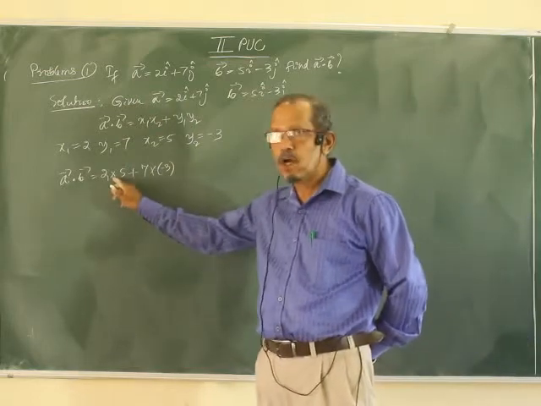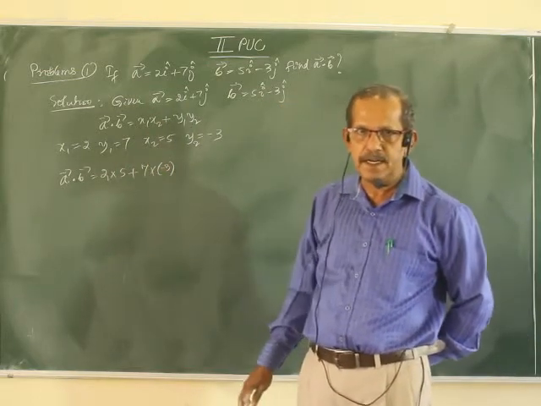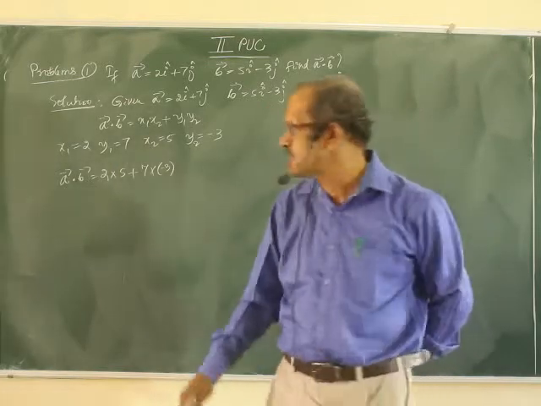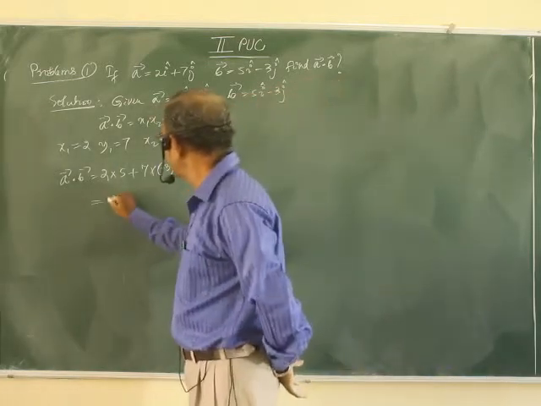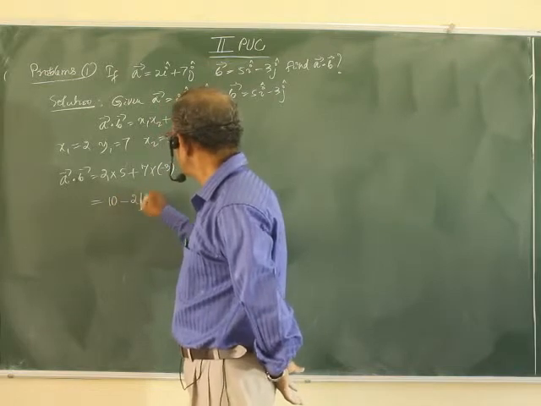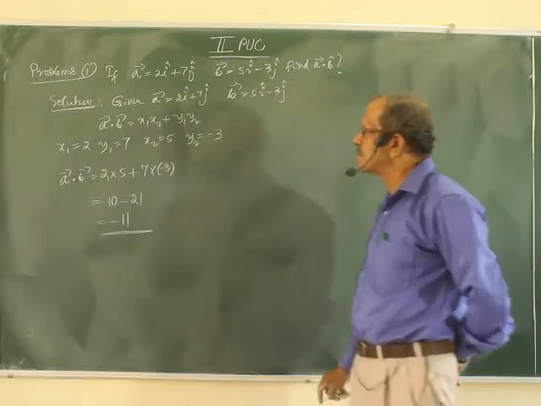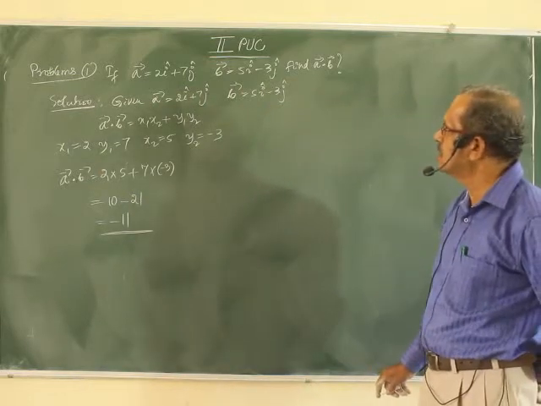Don't confuse with the cross product. It is entirely different. It is in between two vectors. This is our ordinary multiplication. Equal to 10 minus 21. Answer: minus 11.